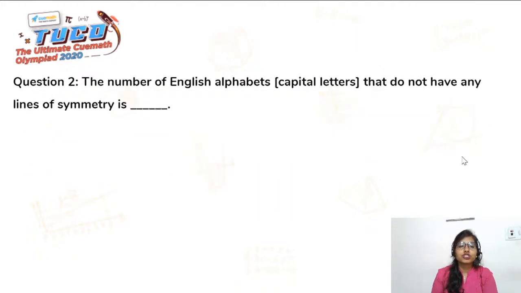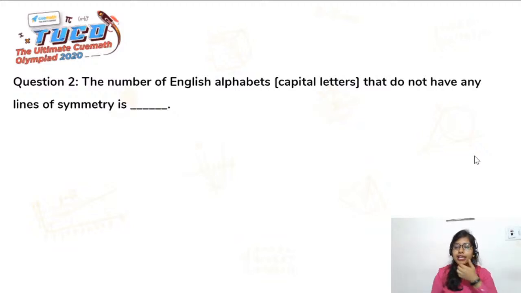So here goes our next question. The number of English alphabets that do not have any lines of symmetry is. So for this, I would like to give a task to all of you. Write down all the letters from A to Z and check which of the letters follow rotational or line symmetry. We have already done an alphabet related question in the beginning of the session that's on line symmetry. So try to figure out which letters give you line symmetry or rotational symmetry. Any letter that's not giving you either of the two symmetries is a letter which does not follow any lines of symmetry, right?